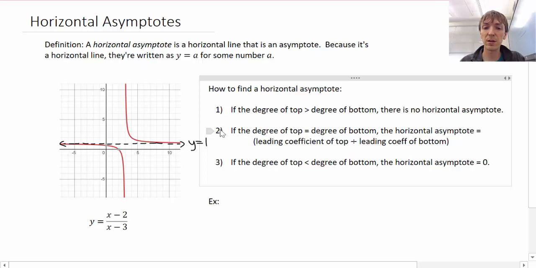And number 2 tells me to look at the leading coefficients. Well, the leading coefficient is 1. It's not showing up here, but if I see x, that's 1 times x. And down below, it's also 1. Okay, so I'm in a pretty simple case here. I have 1 divided by 1. 1 divided by 1 equals 1. And that's, in fact, what I'm getting here. And I make sure to put a y in front of that, because every horizontal asymptote is y equals something.